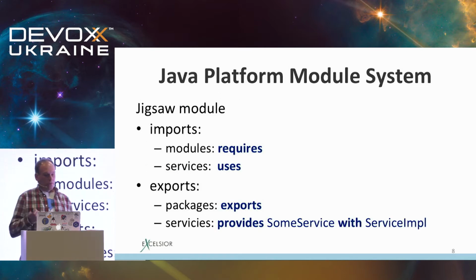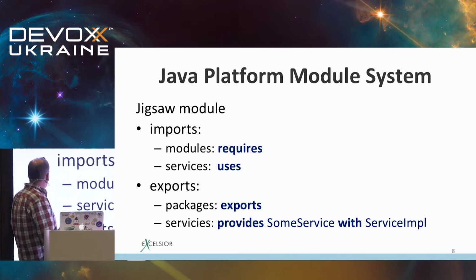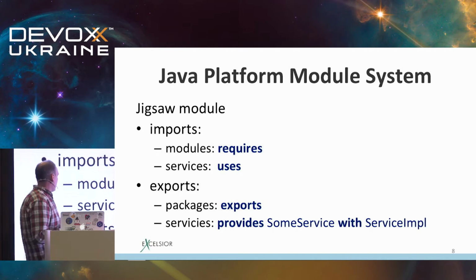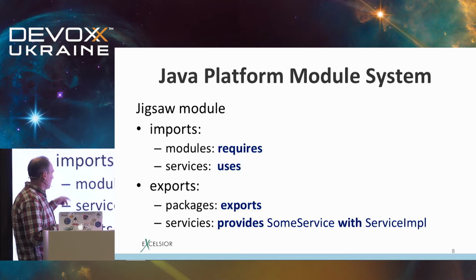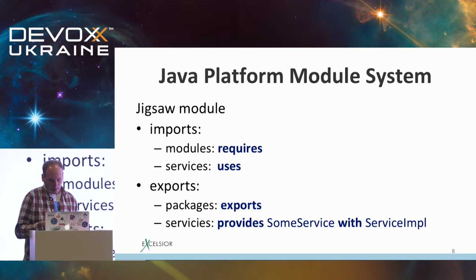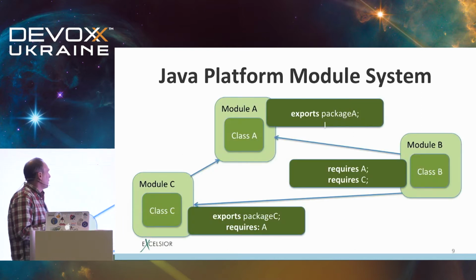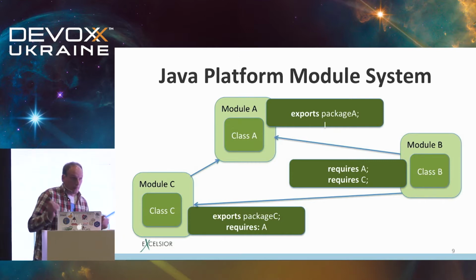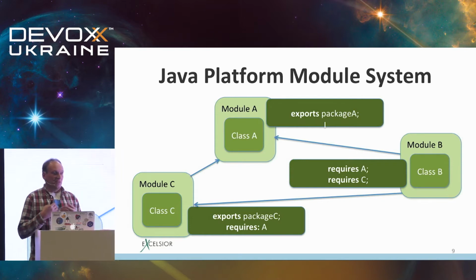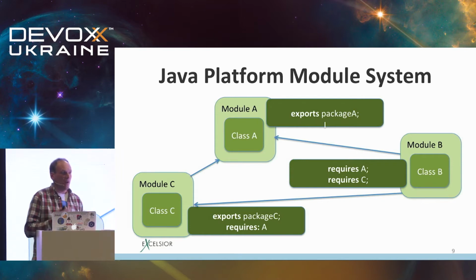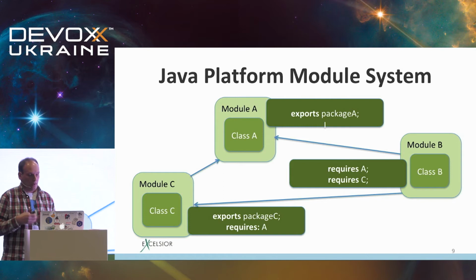Modules import other modules with the requires keyword, and they export packages with the exports keyword. They can also import and export services with the uses and provides keywords. And once import and export are resolved, modules form a so-called dependency graph. And that's all that I wanted to give you as an introduction to Jigsaw. Really, Jigsaw modules are a very simple concept: import, export, dependency graph, and we are done.